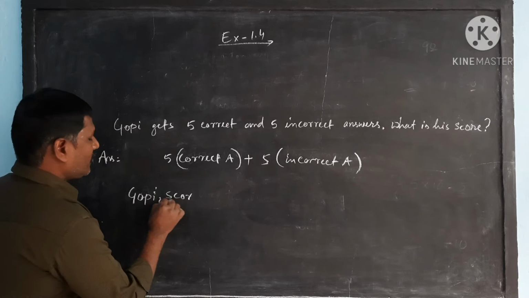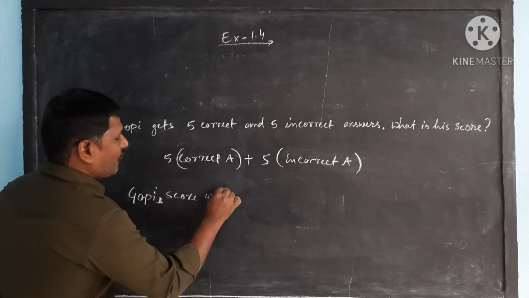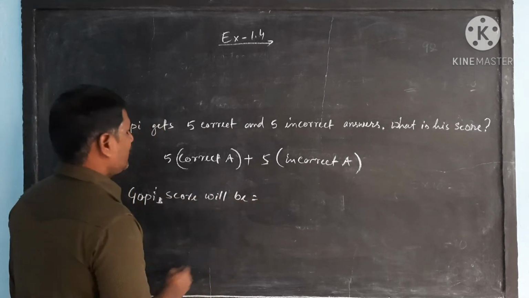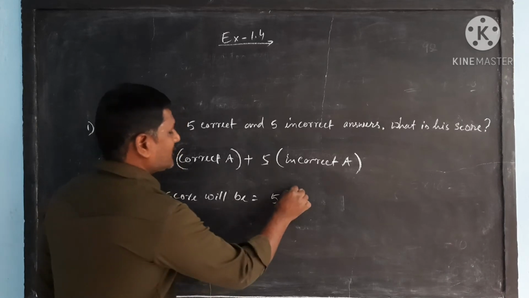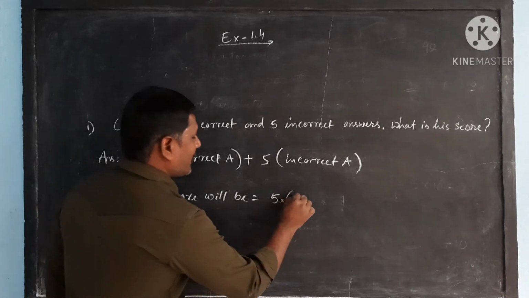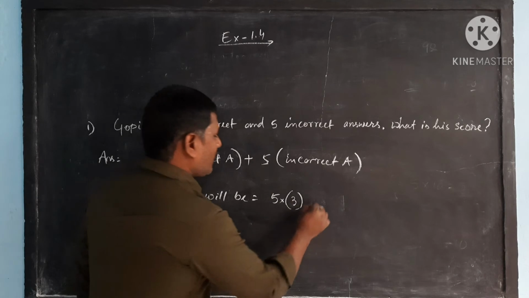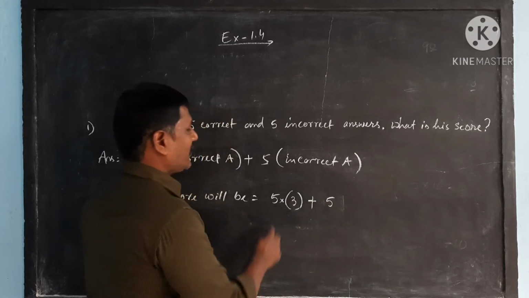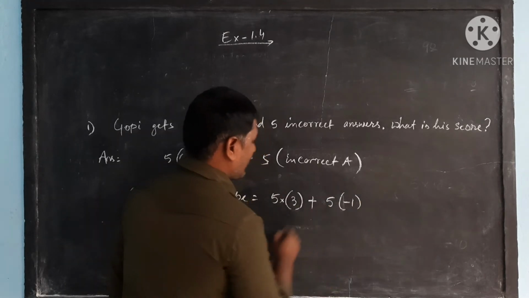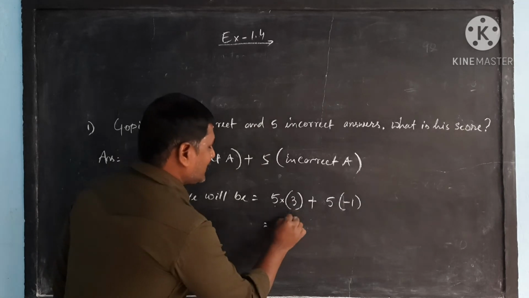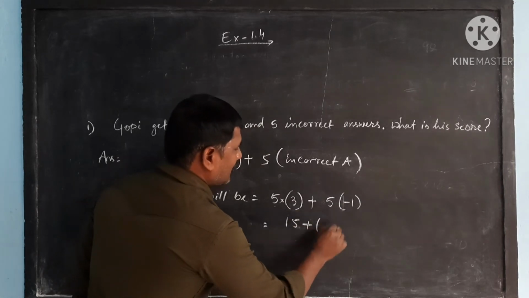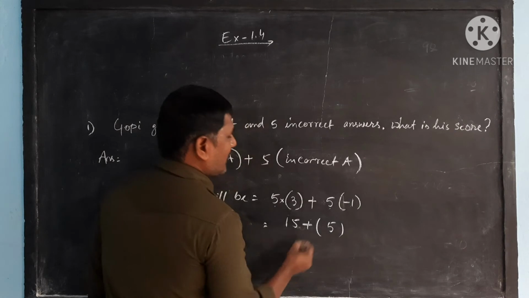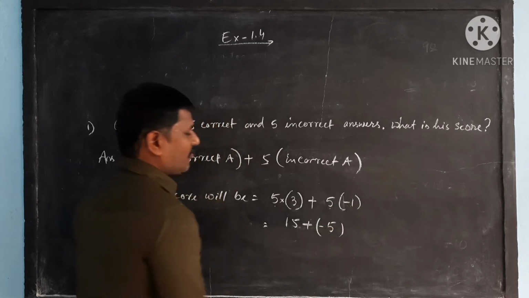Gopi's score will be 5 correct answers, meaning each answer is awarded 3 marks, plus 5 incorrect answers, and each incorrect answer is awarded minus 1 mark. Then the answer will be 5 threes are 15 plus 5 ones are 5. As it is plus number into minus 1, we get minus 5.